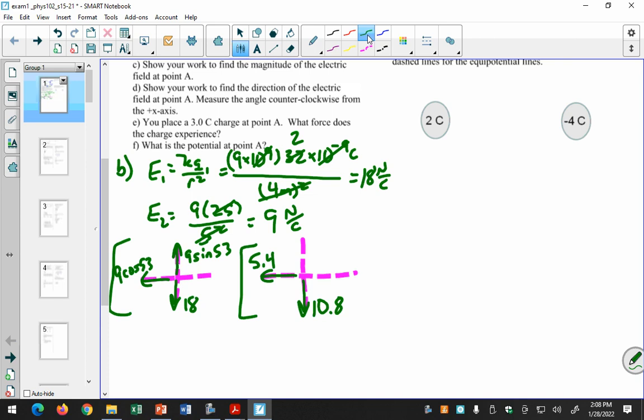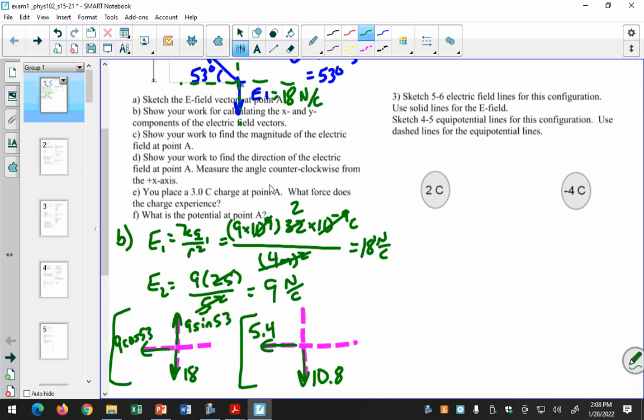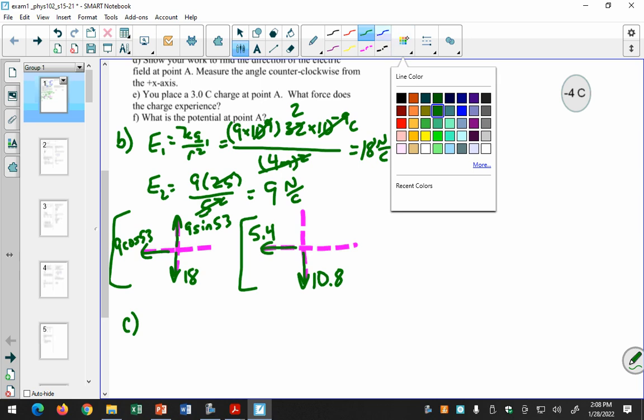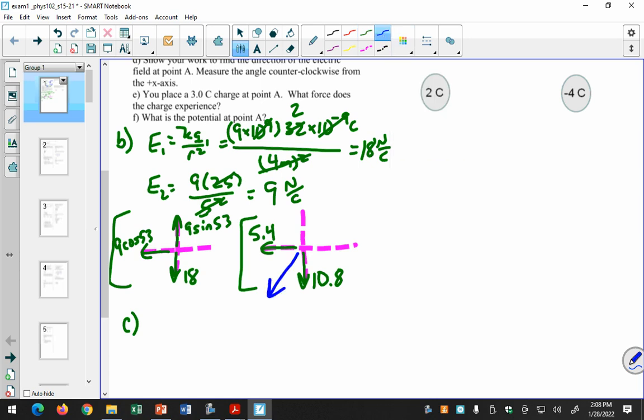So now I want to find the magnitude for part C of the electric field at part A. So C starts here. Define the magnitude of that vector. I want to know that vector right there. It's going to be the square root of 5.4 squared plus 10.8 squared. And that's equal to, let's see, that's 12.